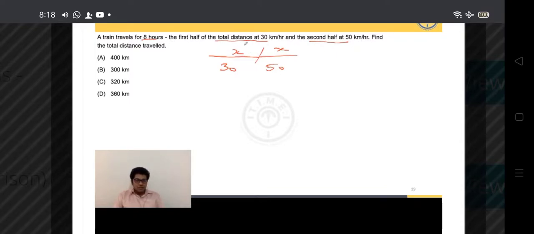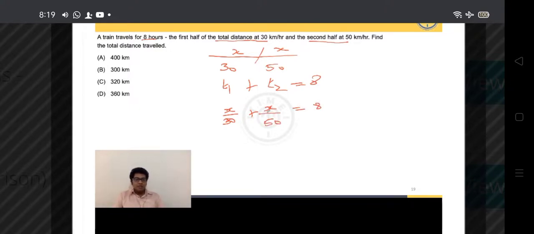So for the first half I will take some time t1, second half I will take some other time t2. So this total is given as 8 hours. So we know first t1 is what? Distance by s1. So x by 30 plus x by 50 is equal to 8.